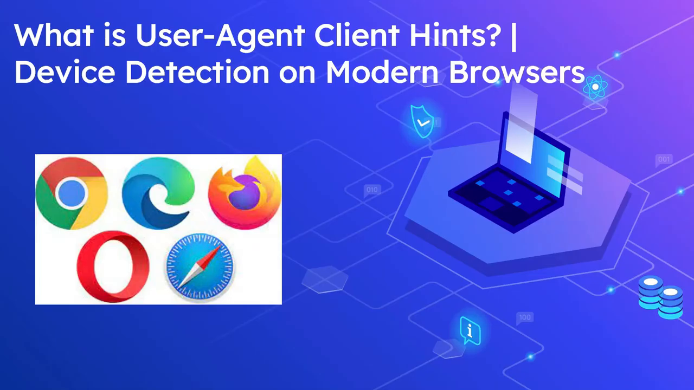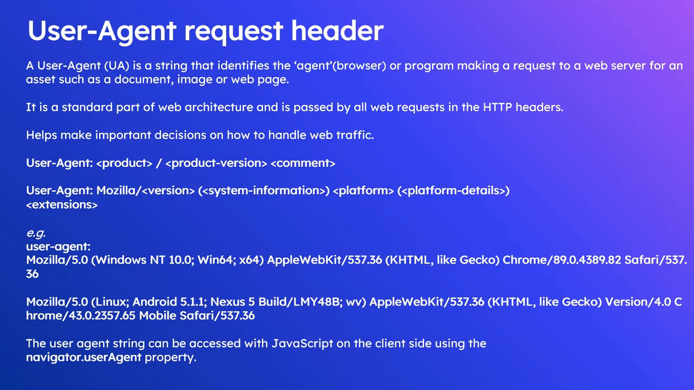In this video, let us see the details on user agent client hints. Let us first see what is user agent request header. The user agent is a string that identifies the agent, meaning the browser or the program making a request to the web server for an asset such as a document, image, or web page.